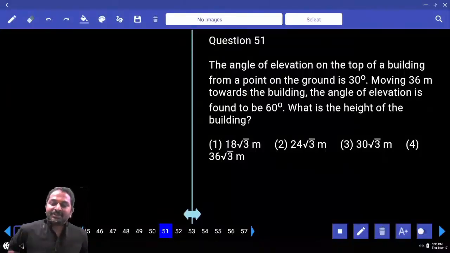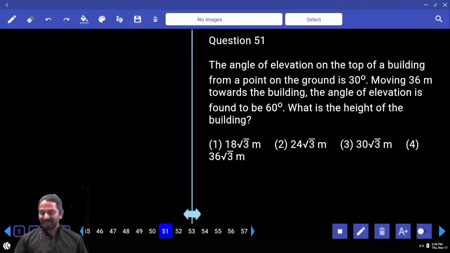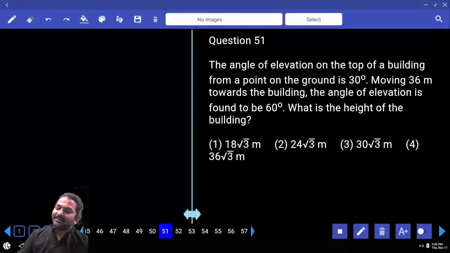The angle of elevation of the top of a building from a point on the ground is 30 degrees. Moving 36 meters towards the building, the angle of elevation is found to be 60 degrees. What is the height of the building?